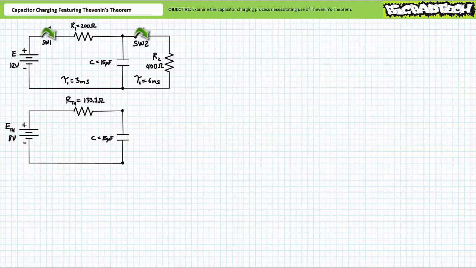When the capacitor is removed and replaced with an open circuit, the voltage across the terminals of interest would be 8 volts. This is the Thevenin equivalent voltage. When the capacitor is removed and replaced with an open circuit, and the voltage source removed by substituting a short circuit, the resistance seen at the terminals of interest would be R1 in parallel with R2, or 133.3 ohms. This is the Thevenin's equivalent resistance.